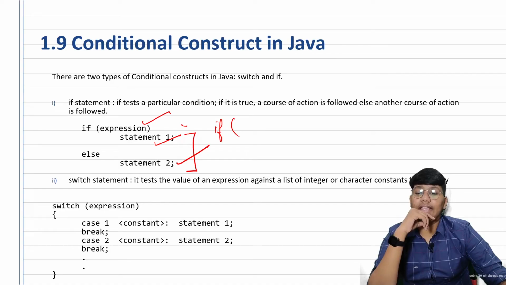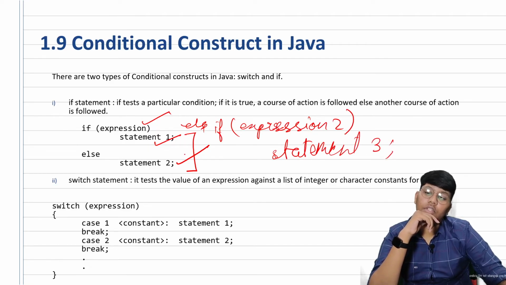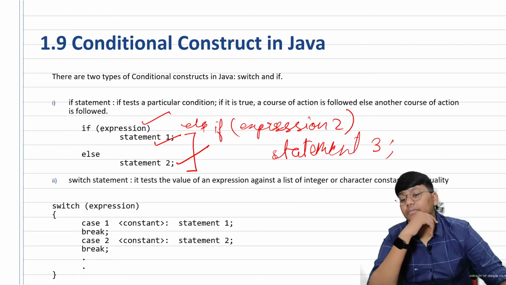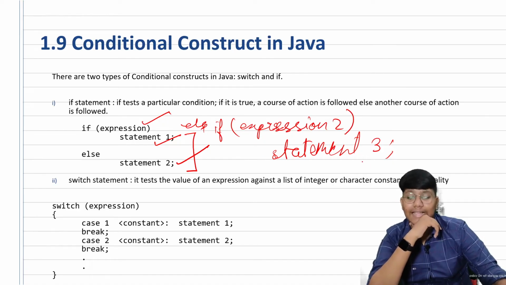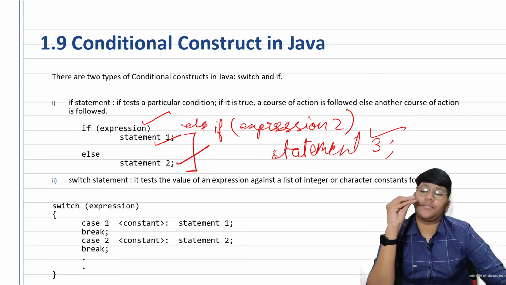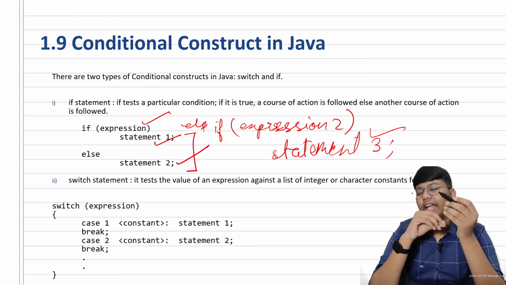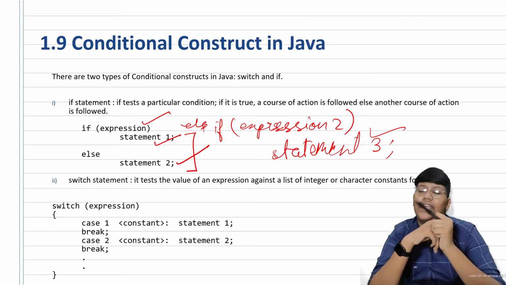There is also else if expression 2 is true, then statement 3 has to be executed. So first it will check if expression is true. No, so it will go to else if expression 2. Yes, so statement 3 will be executed. It is not mandatory that we put an else with if, but if you are putting else if, it is mandatory to put else.